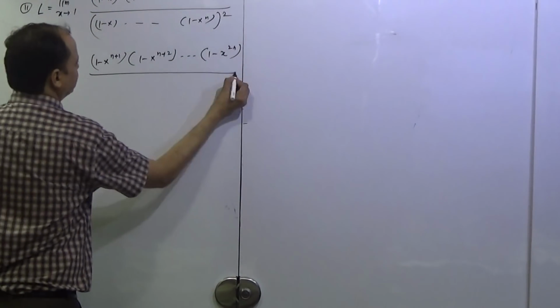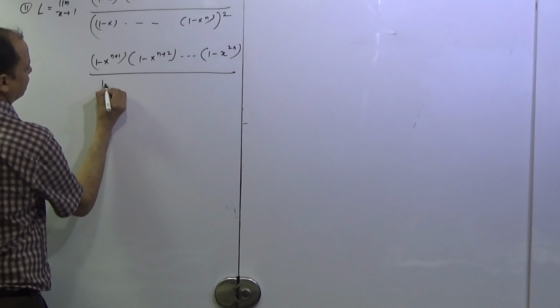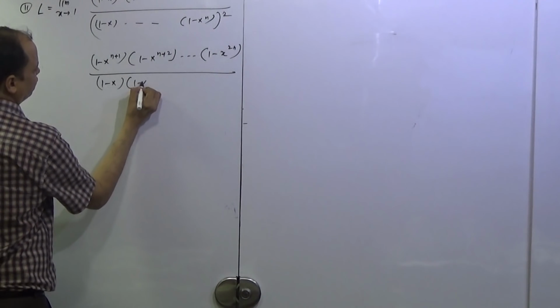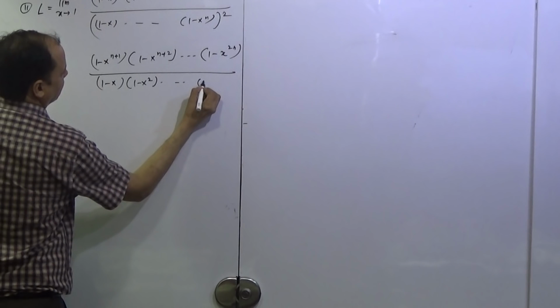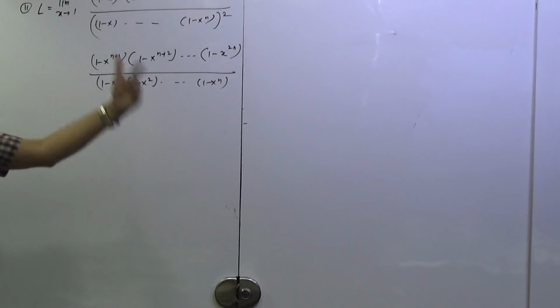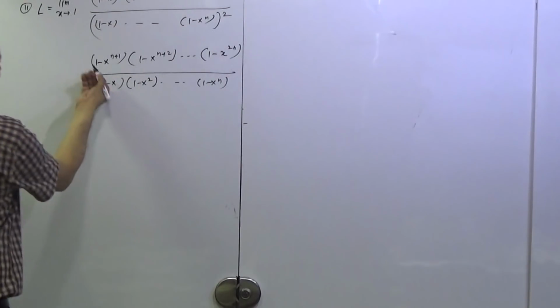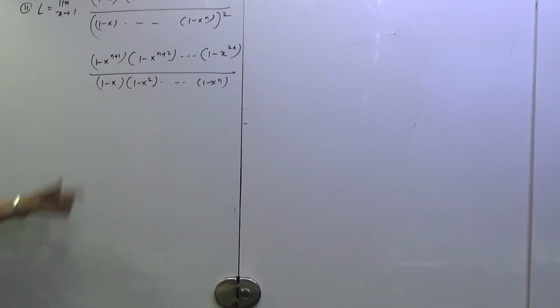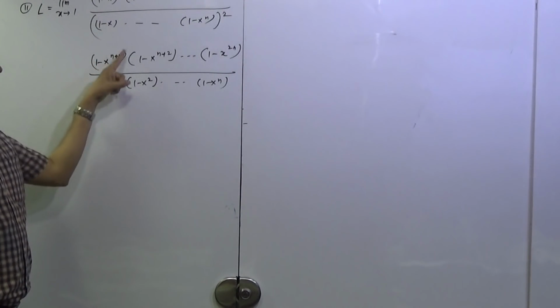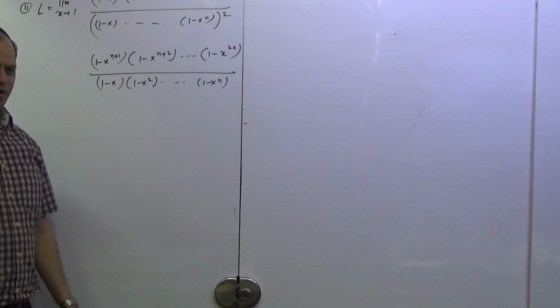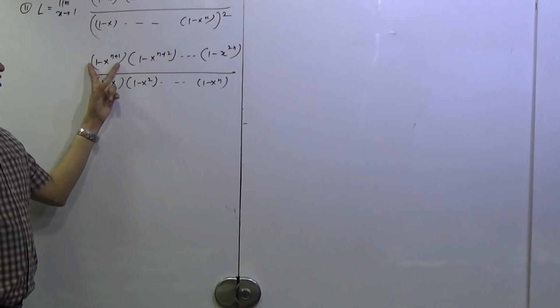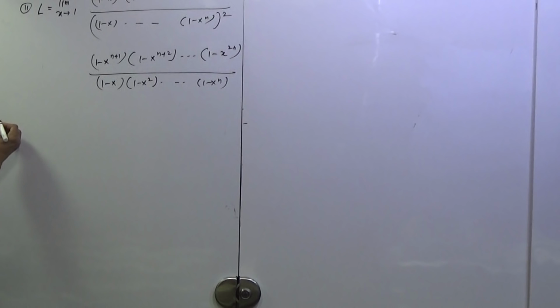And what do we get in the denominator? 1 minus x into 1 minus x squared into 1 minus x cubed, till 1 minus x raised to n. Now divide numerator and denominator both by 1 minus x. The number of factors in the numerator and denominator is the same, so dividing each factor by 1 minus x, we have a standard limit. 1 minus x to the power n plus 1 upon 1 minus x will give you n plus 1.